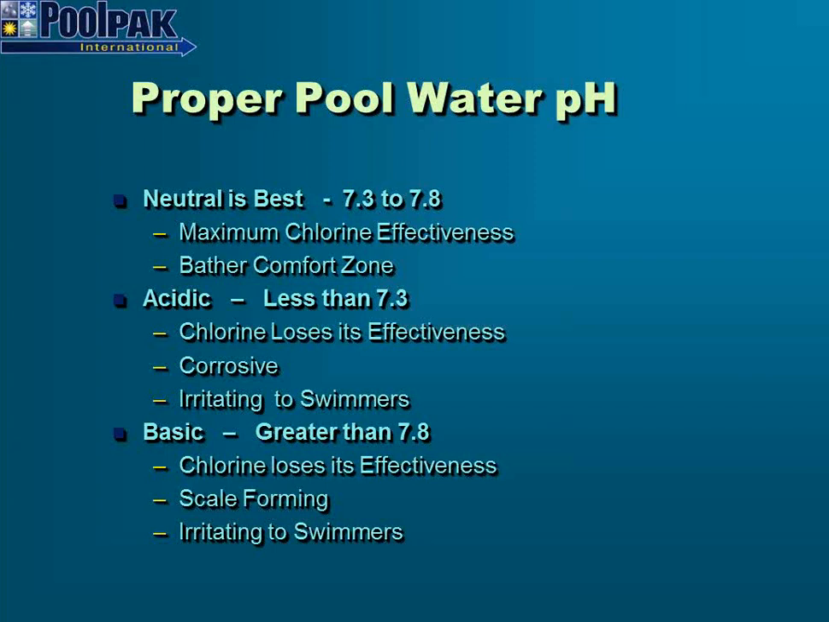If the pH level goes above 7.8, again, chlorine is not as effective. You're going to use more of it. Scale will form on the surfaces of the pool, on the tiles, and so on. And again, it's irritating to swimmers.